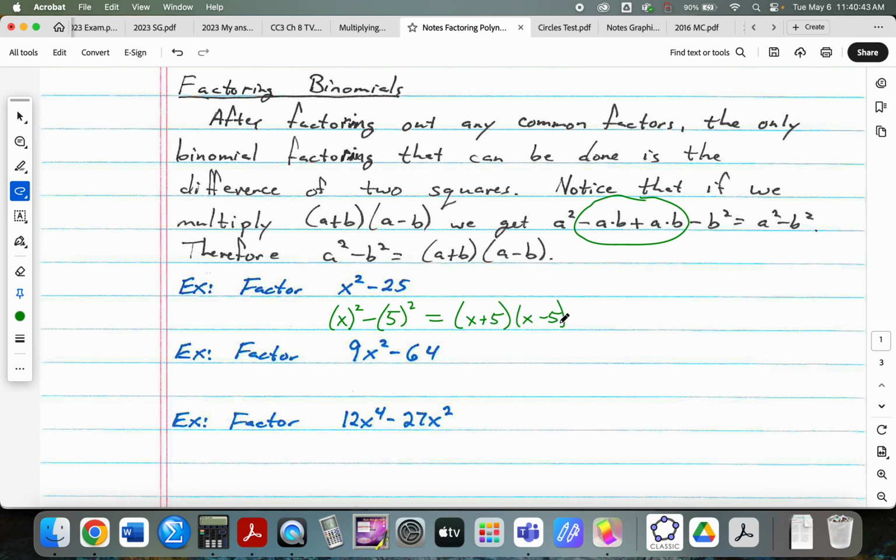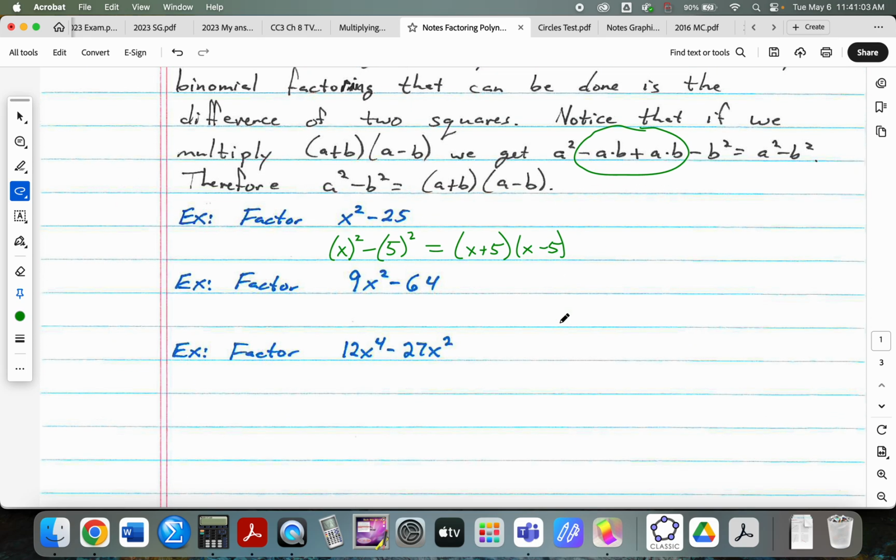You can always check, no matter what kind of problem you're doing, to see if your factoring is correct by turning around and multiplying them back together. If it's not equal to the original, then your factors are wrong. So it's always possible to check.